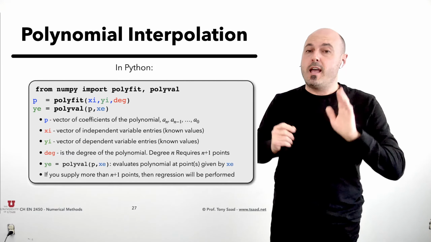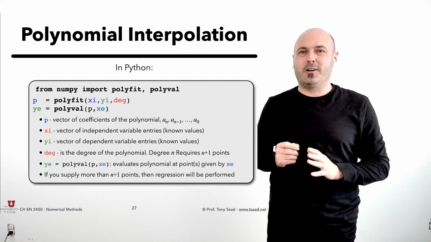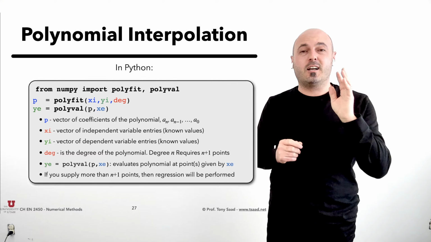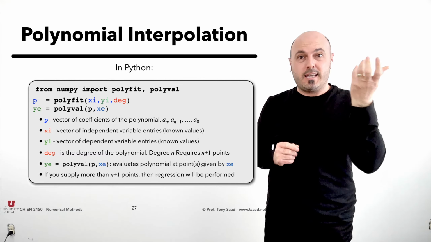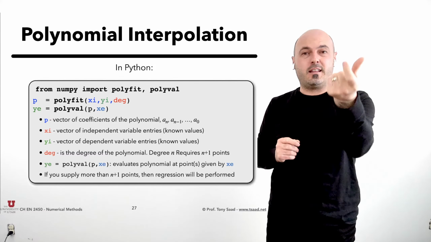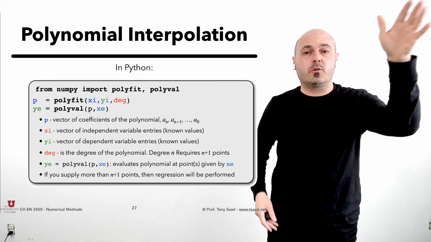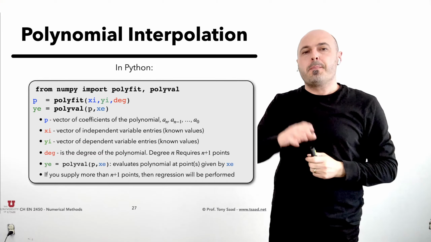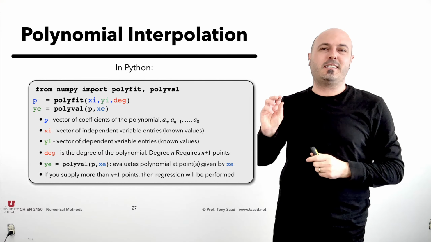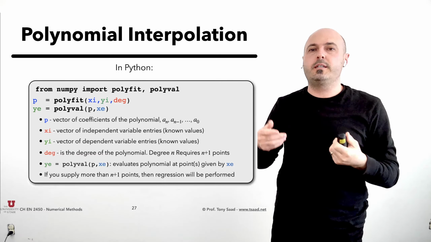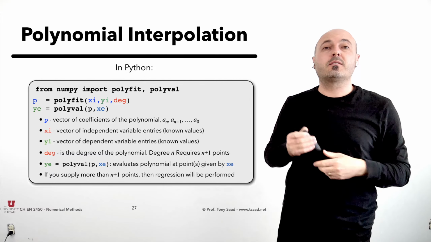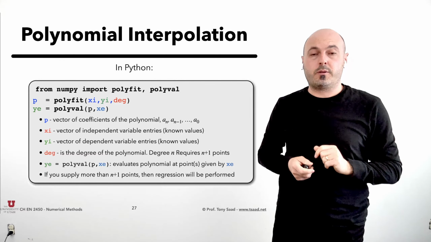We call Polyfit, and just like Interp, Polyfit is going to take an xi and a yi vector. Those are the input independent variables and the input dependent variables. Those are vectors. That's your data set. Now, there is an additional argument in Polyfit called degree, or deg, D-E-G. That's the degree of the polynomial, okay?